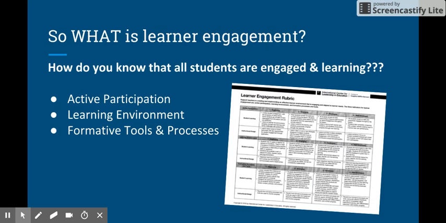Okay, so how are we going to know when all of our students are engaged and learning? A lot of that comes from your design and making sure that you have those structures built in. But for our purposes, we're going to talk about the learner engagement rubric. So again, just like always, we're looking at active participation. We're going to look at the learning environment. We're going to look at formative tools and processes. So make sure that you review that rubric prior to our meeting to talk about your plans.